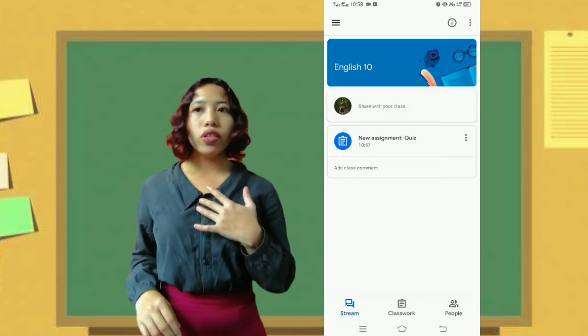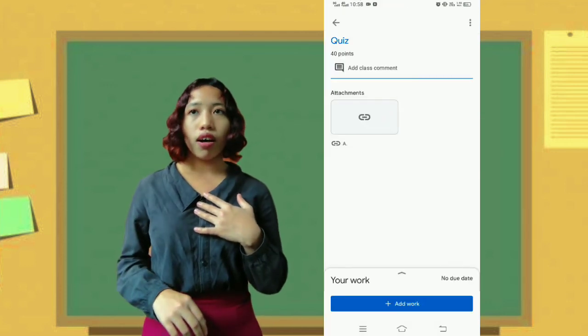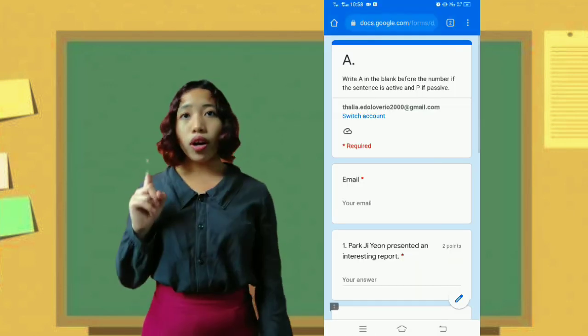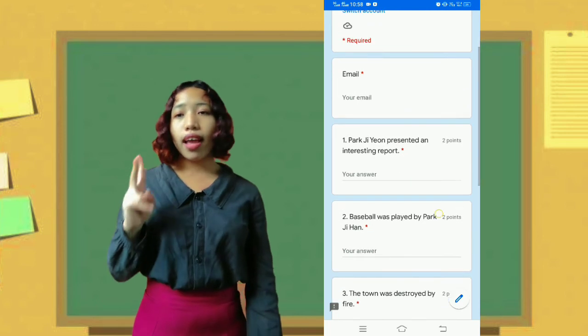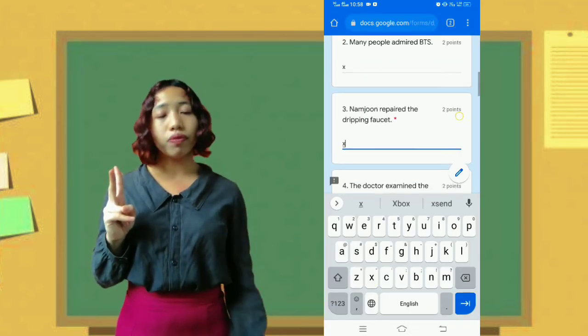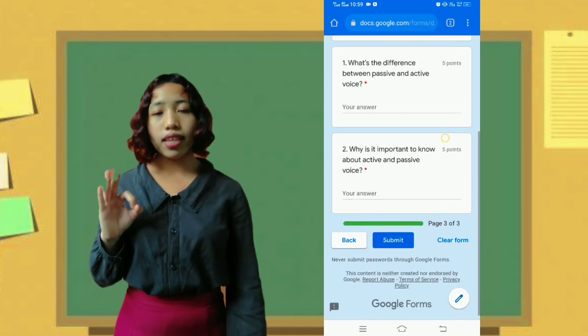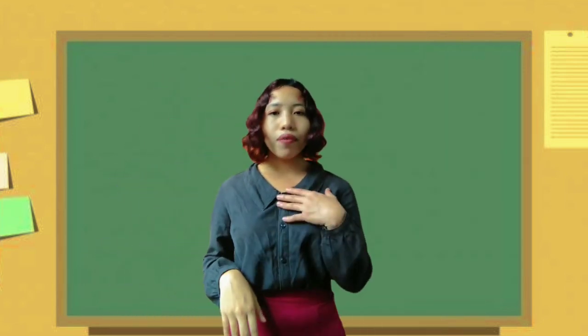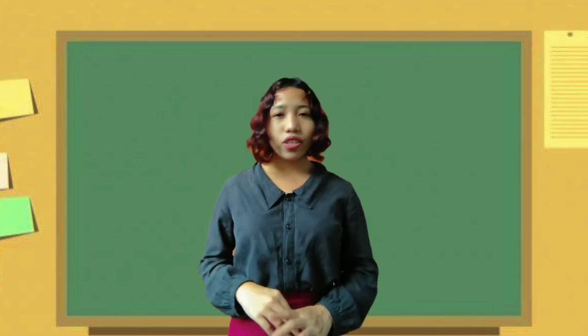Alright, get your mobile phones and open your Google Classroom. I already posted your quiz that consists of 3 parts. Test 1 is identification. Test 2 is rewrite sentence from active to passive voice or vice versa. And the last one is it's safe. So I will be giving you 30 minutes to do the task. Are the instructions clear? Alright, you can start now.